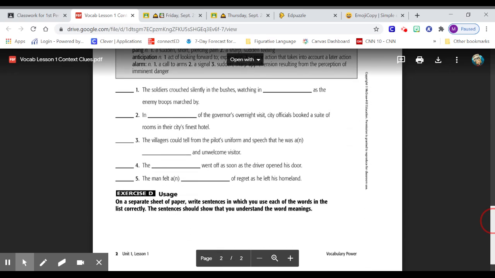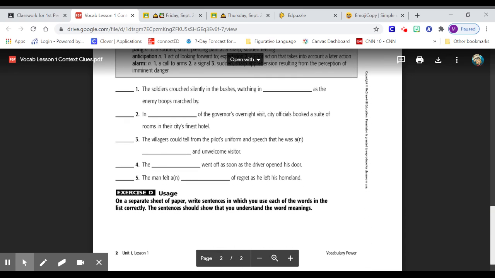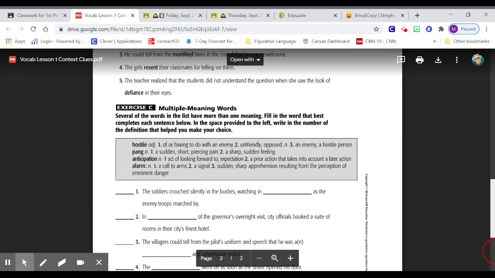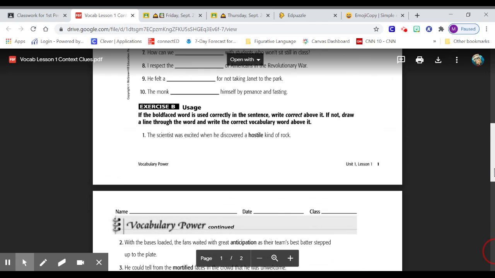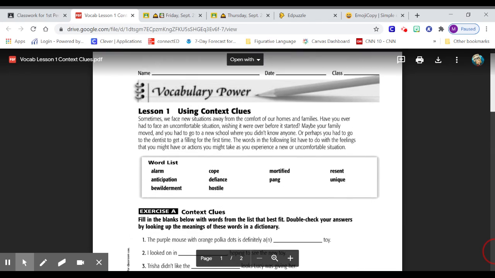Okay, and then if you scroll down and look at part D, you can go ahead and cross that out. Skip part D. You are not going to complete part D. Okay, so again, you're just going to complete parts A, B, and C.